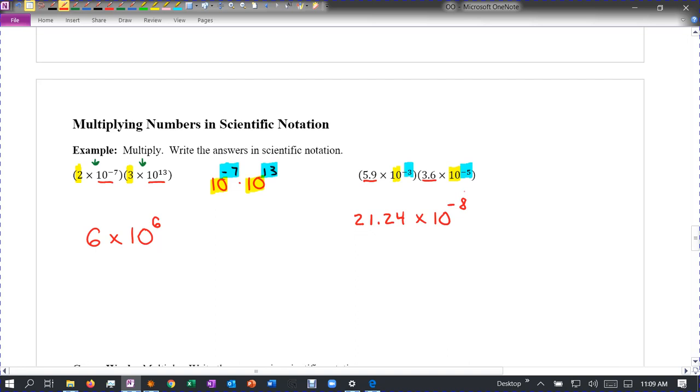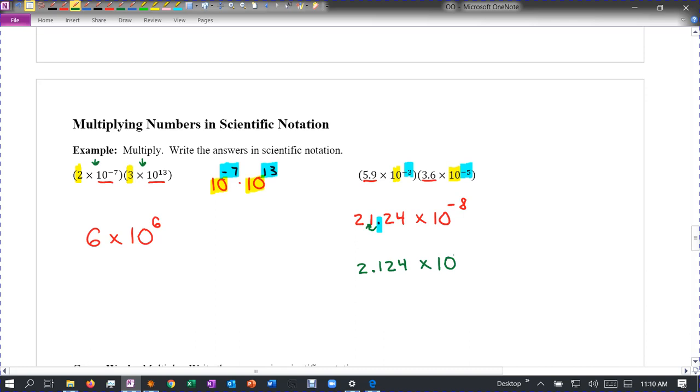Now, we look like we're done, but check this out. Our decimal point is not right next to the 2. We need that decimal point to move over one place this way, right? So what we're going to do is move it over one place, 2.124 times 10, right? Now the question is, what happens to this power here? So we moved our decimal point over.